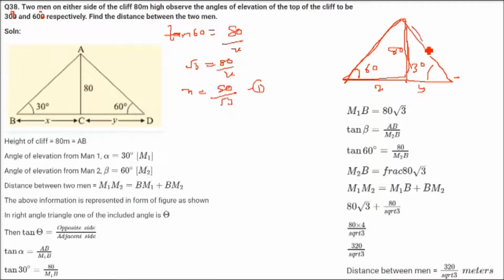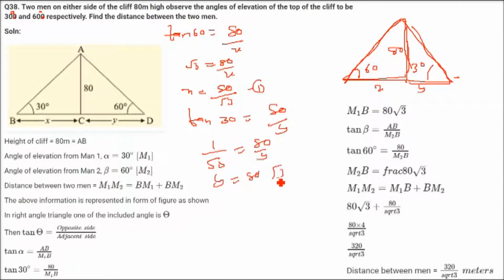Now coming to this triangle, we are taking this triangle now. So here tan 30 will be equal to 80 by y, perpendicular by base. Tan 30 is 1 by root 3, which is 80 by y. Y is going to be 80 root 3. So this is first and this is second.